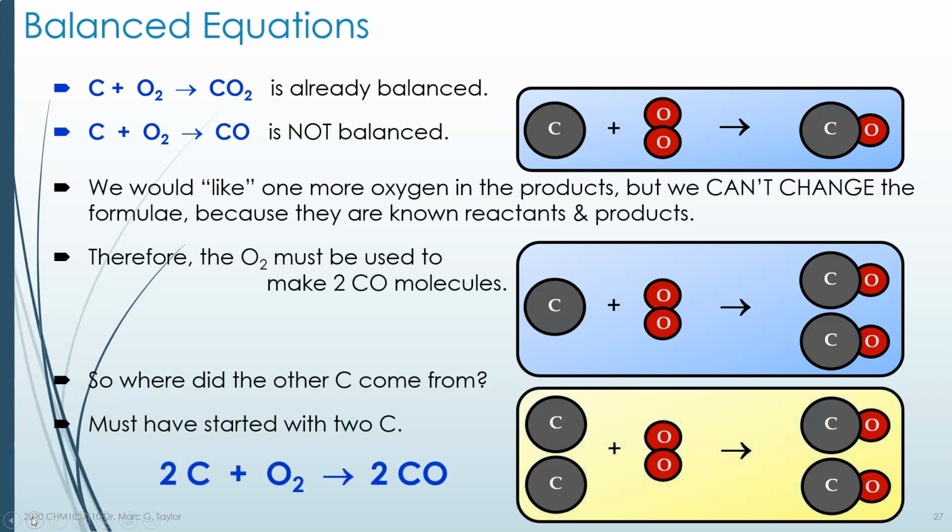Well, we just add another carbon, so our actual reaction would be 2 carbons plus 1 O2 give us 2 COs. And you'll notice that the left side of the reaction has 2 carbon atoms, the right side has 2 carbon atoms, the left side has 2 oxygen atoms, the right side has 2 oxygen atoms, and this would be considered a balanced equation.